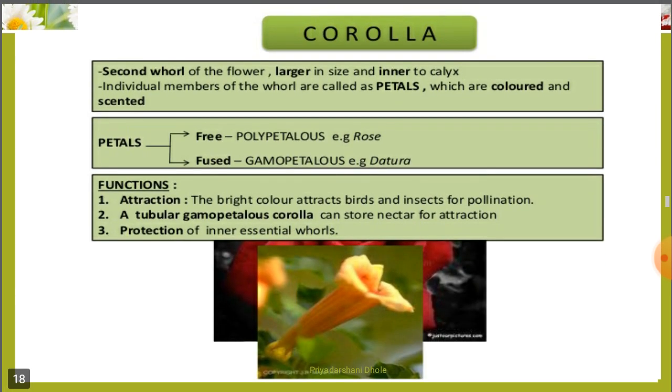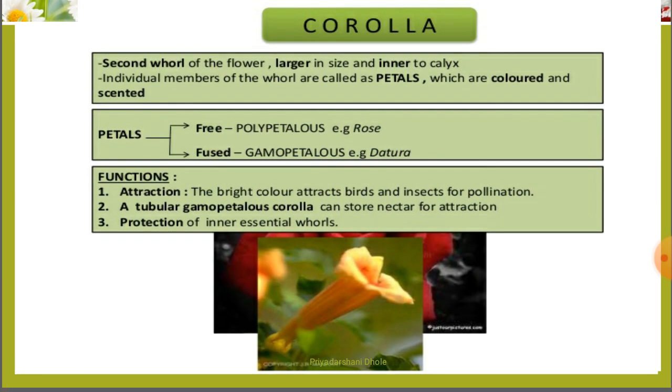Next one is the corolla. This is the second whorl, larger in size and inner to the calyx. The individual member of the whorl is called a petal, which is colored and scented. When petals are free, it is called polypetalous; when fused, it is called gamopetalous. Polypetalous example is rose, and gamopetalous is datura.